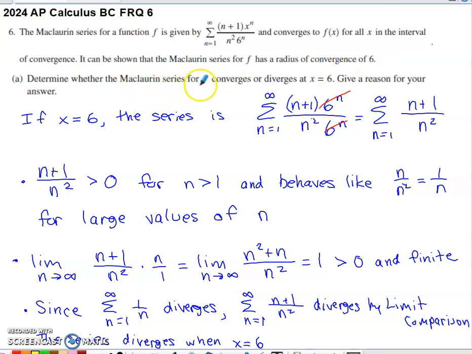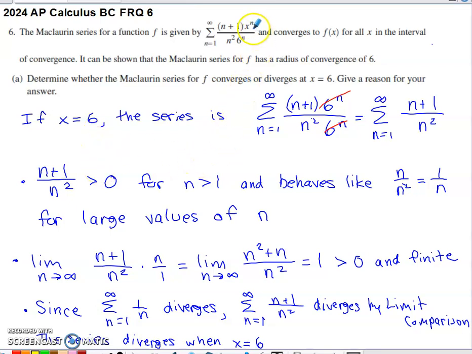Determine whether the Maclaurin series for f converges or diverges at 6. Give a reason for your answer. So this is likely something you've done when you've determined that a radius of convergence is a finite value. You manually would plug in the endpoints to figure out if you can include either or both of them within the interval of convergence. In this case, they just ask us to consider 6.